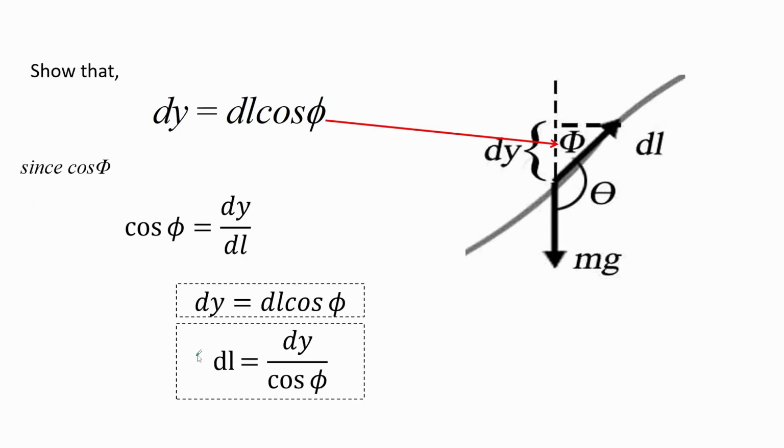Now we need to show that cosine phi is equal to dy over dl. For cosine phi, the adjacent side is dy and the longest side, the hypotenuse, is dl. Rewriting that gives dy equal to dl times cosine phi. Therefore, dl is dy over cosine phi.